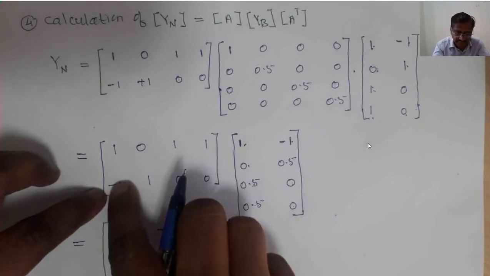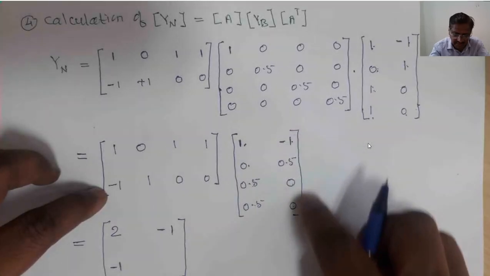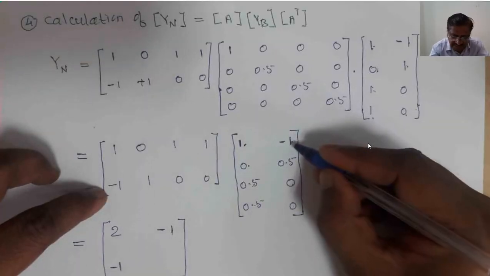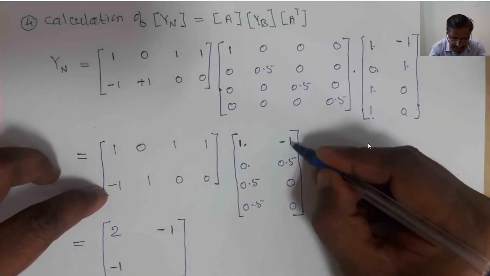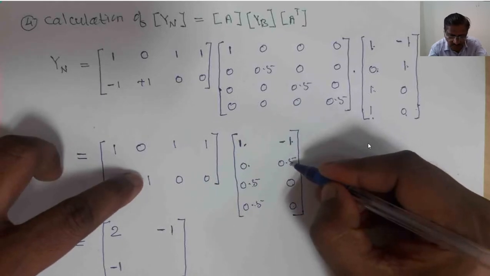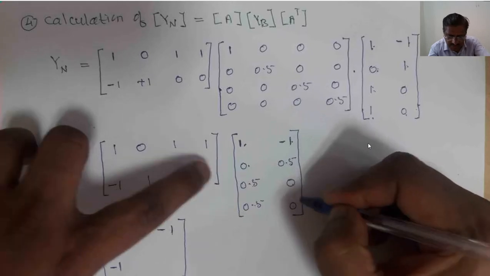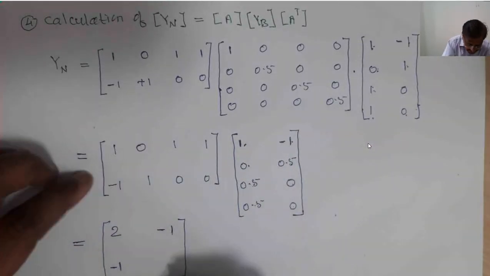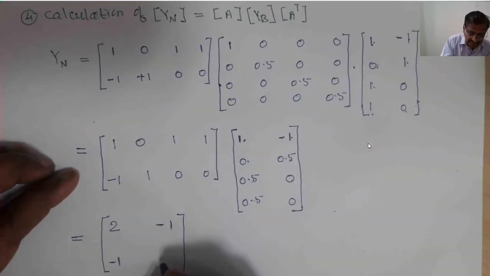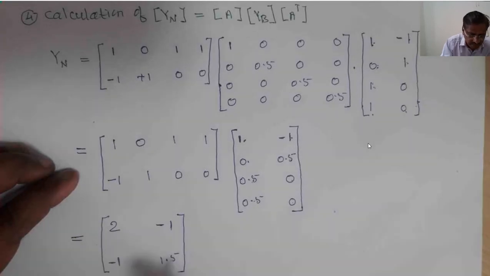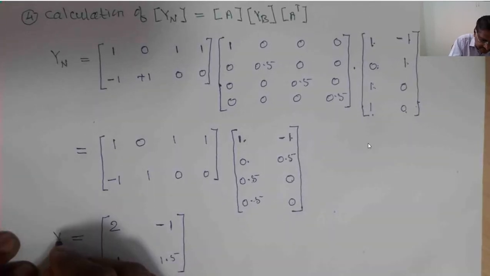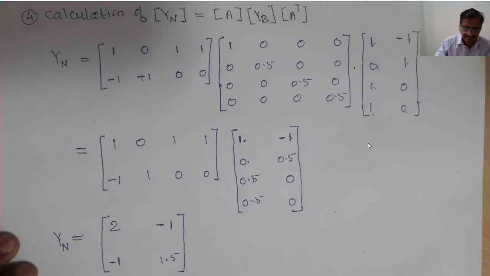And finally, if we are multiplying the second row and second column, this -1 into -1 is +1. Then it is 1 into 0.5 is 0.5. Means total addition is 1.5. Then 0, then 0. Means this total value is 1.5. And this matrix is nothing but the matrix Yn.